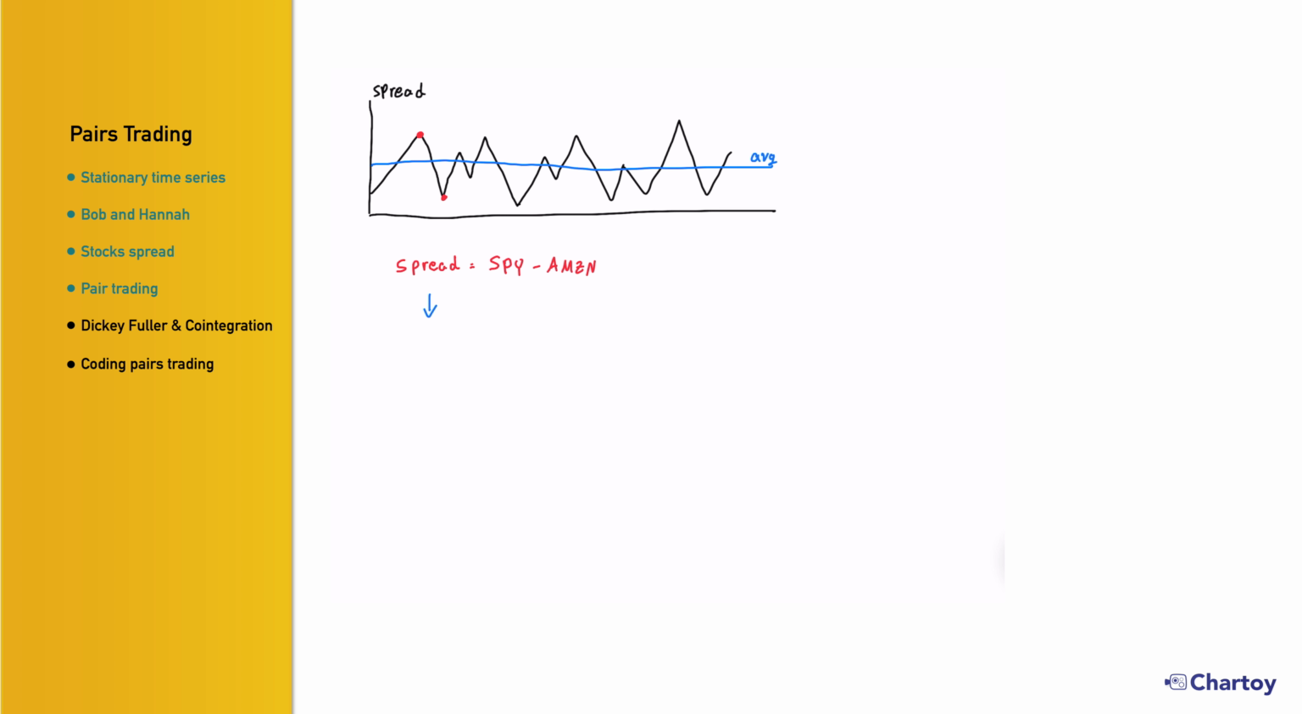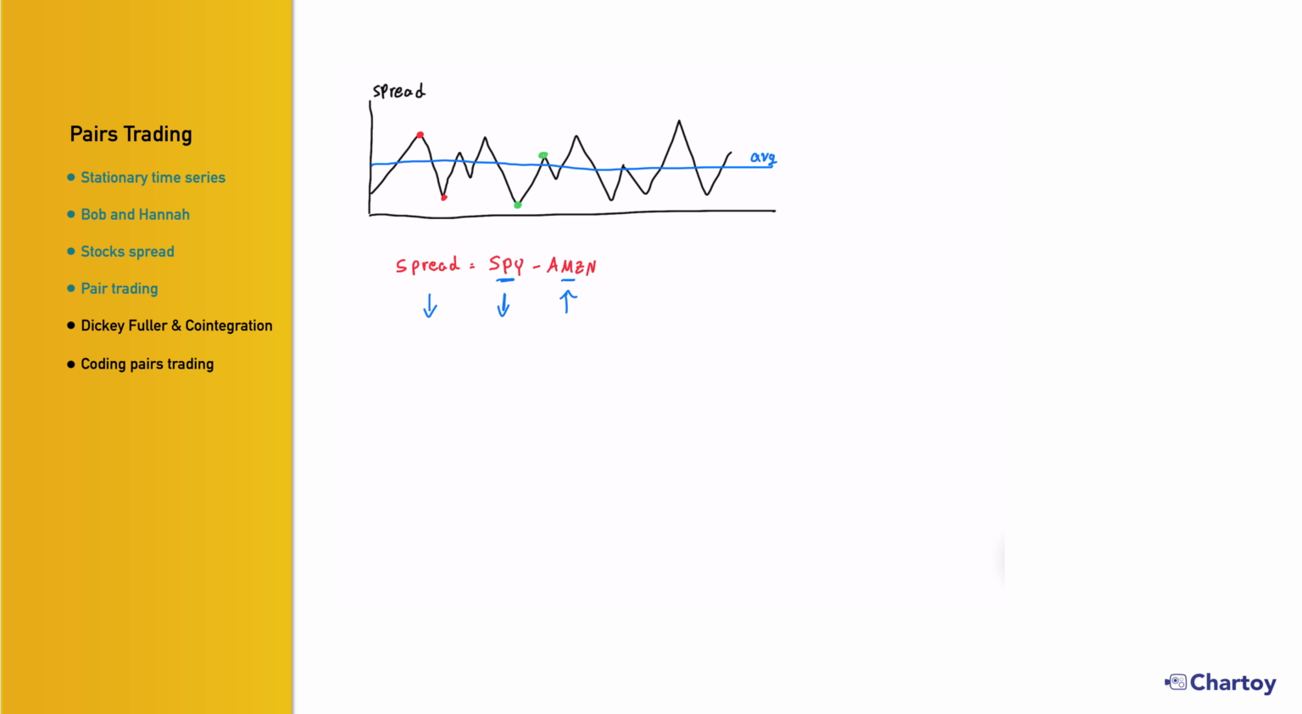So what does it mean? Looking at this equation, it means that SPY has to go down, right? Because the spread has to go down. So SPY should go down and AMZN should go up.